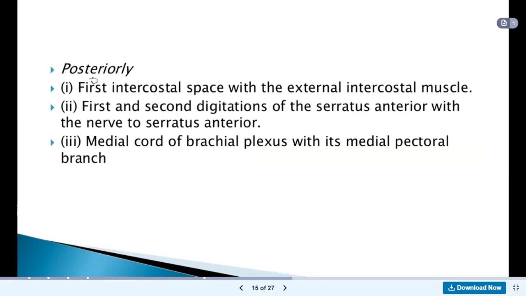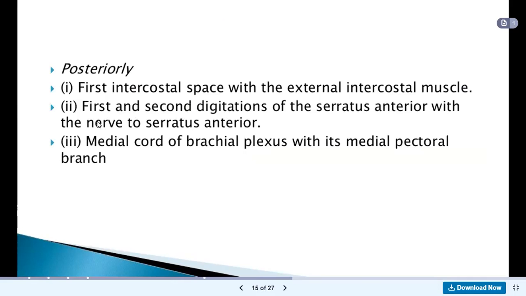Then posteriorly, what are the relations of the first part of the axillary artery? You have the first intercostal space with the external intercostal muscle. And then you have the first and second digitations of the serratus anterior muscle with the nerve to the serratus anterior. And then you have the medial cord of the brachial plexus with its medial pectoral branch.